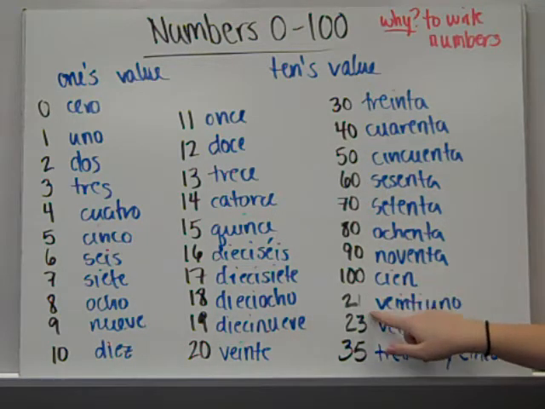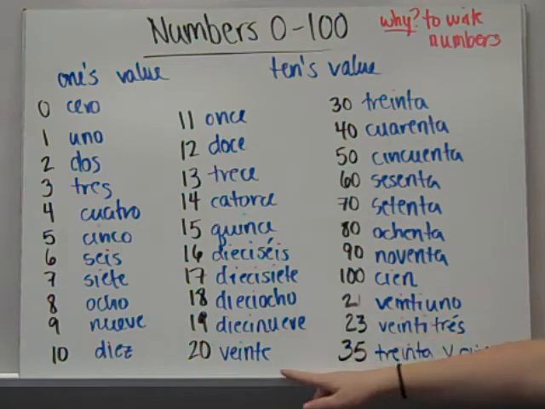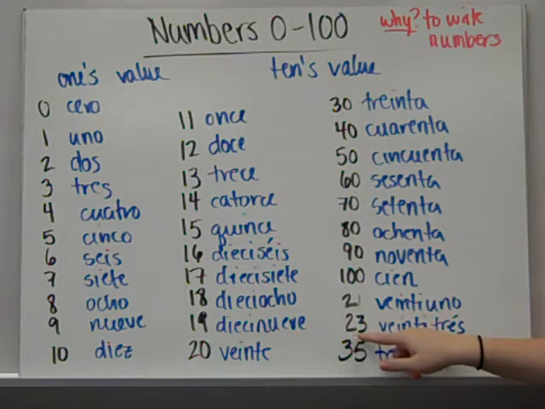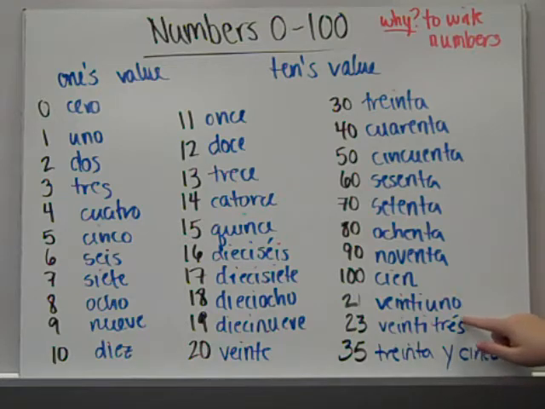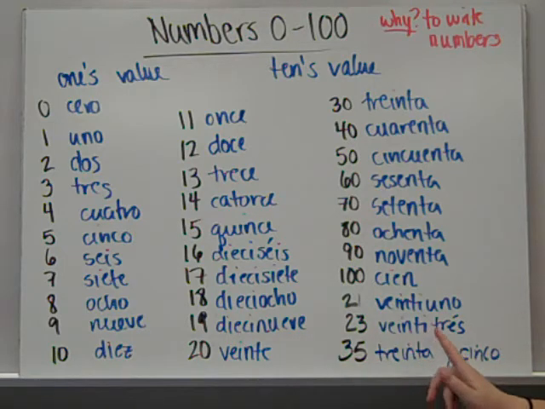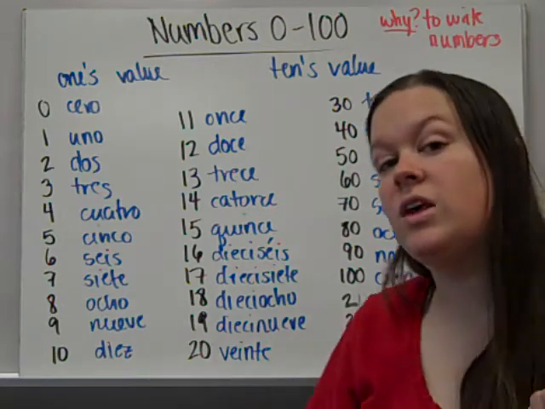Here's how to form some numbers in the 20s. Instead of veinte, the E changes to an I, veinti, and then you stick the ones value right on the end. So veintiuno, veintidós, in this case veintitrés, this adds an accent. In any number above 30, you're not going to change the ending letter. You're going to keep that tens value and keep the ones value the same, but put an E in the middle. So I wouldn't write tres y cinco.